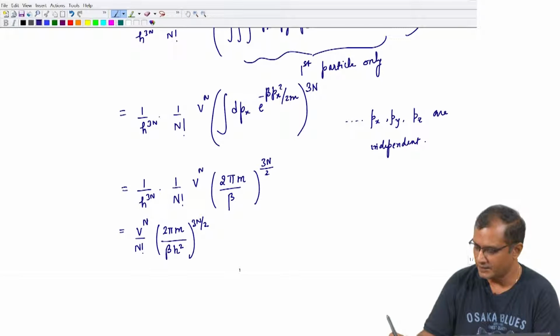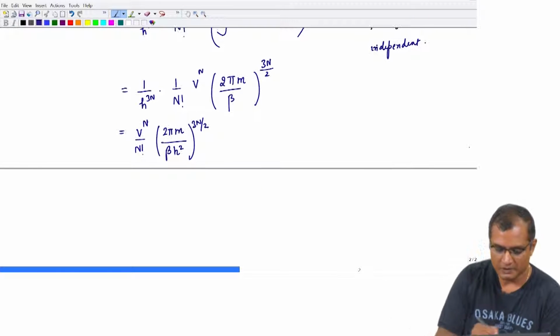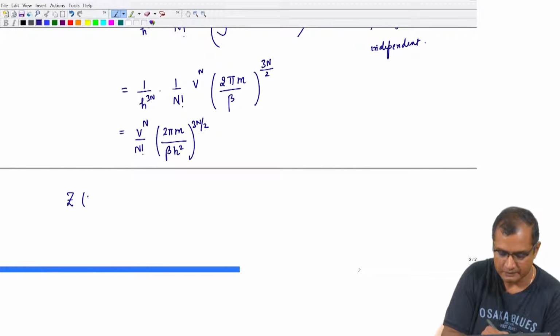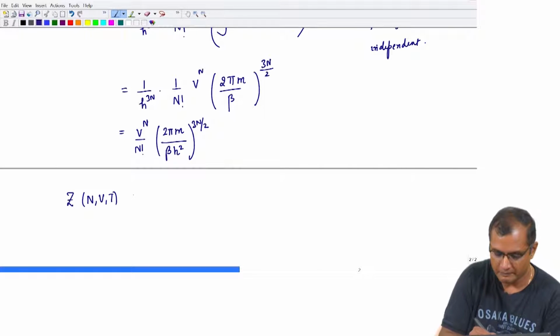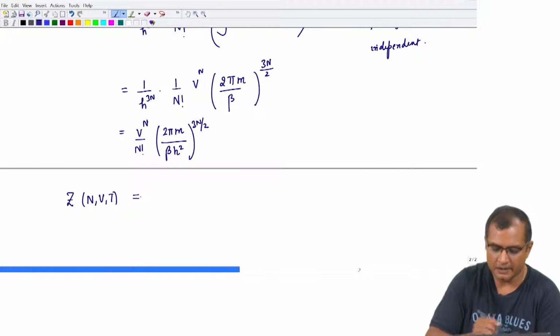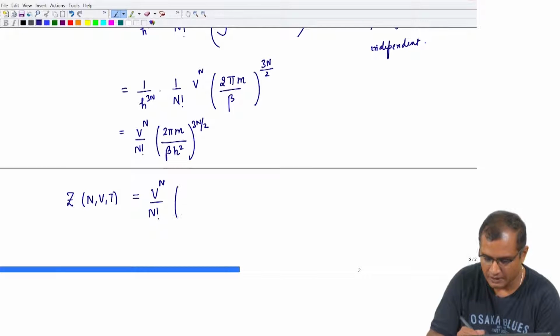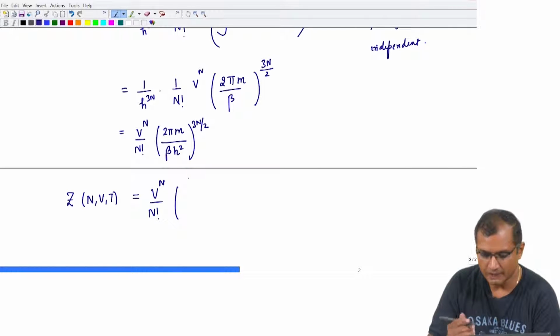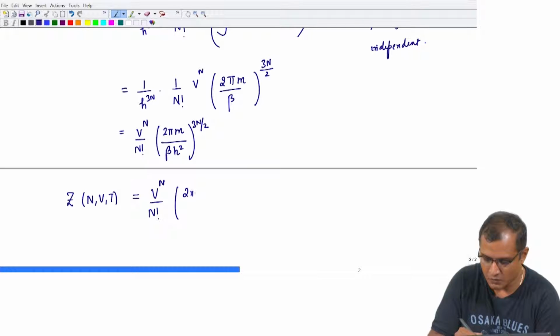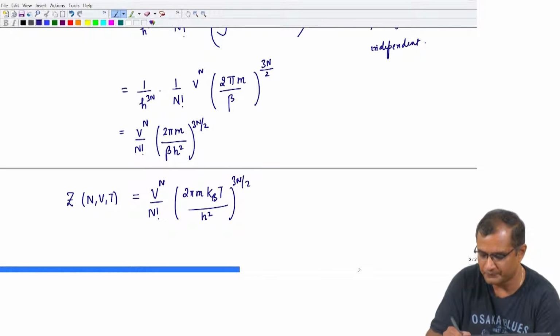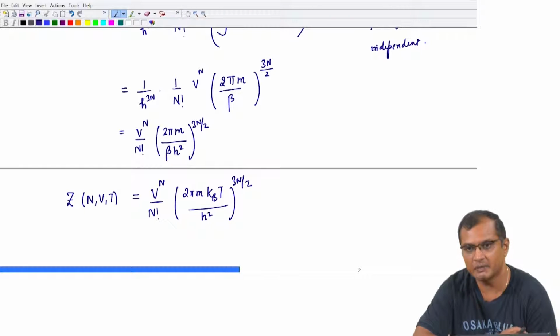Okay. So, this is my canonical partition function, and I can write it as V raised to N upon N factorial. Beta is just 1 upon kT. So, I can write this as (2 pi m k_B T upon h squared) to the power 3N by 2. Now, 2 pi m kT upon h squared is related to a length scale.